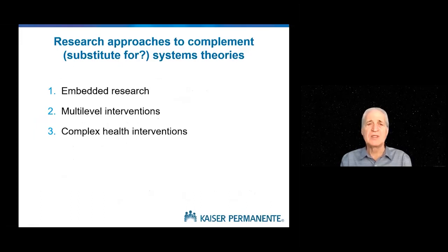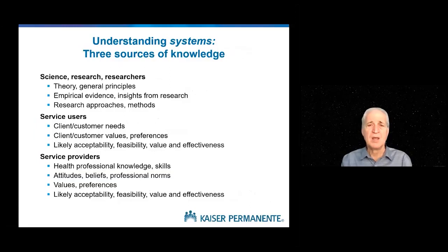What I'd like to do instead is offer a set of ideas and guidance from three closely related bodies of literature and thinking: embedded research, multi-level interventions, and complex health interventions, and argue that these will complement, and in some cases can actually substitute for, some of the more specialized systems theories. So let me begin with embedded research.